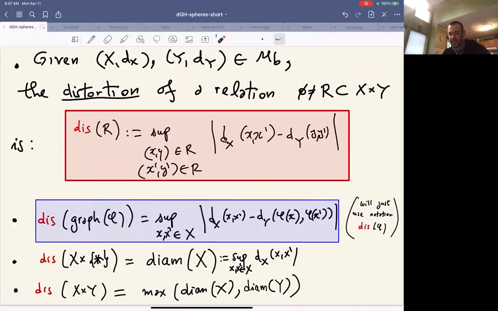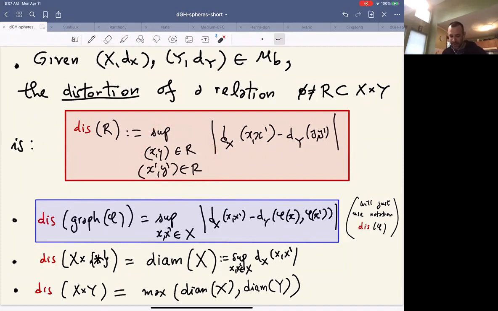Given two bounded metric spaces X and Y, and a non-empty relation R, the distortion of that relation is defined in this way. You pick two pairs, (x, y) and (x', y') in the relation, and measure the distance according to X between the X projections, and then do the same for the Y projections. Subtract them, take the absolute value, and then look at the worst possible choice, the most pessimistic choice.